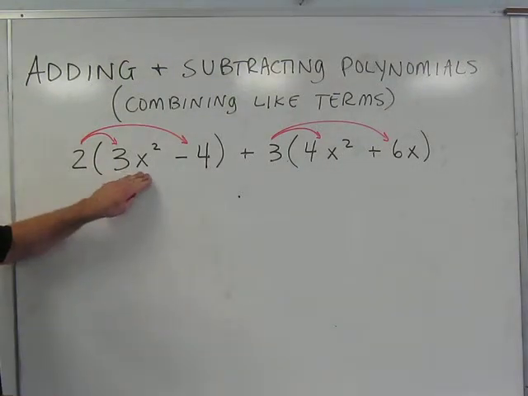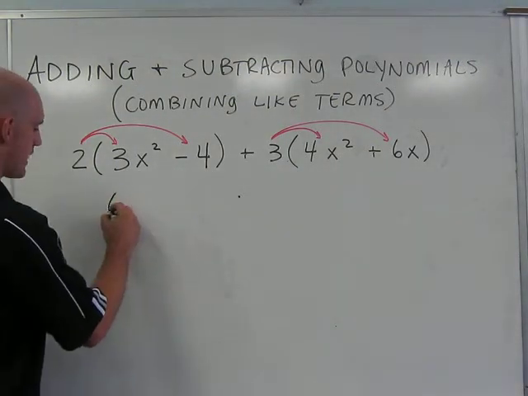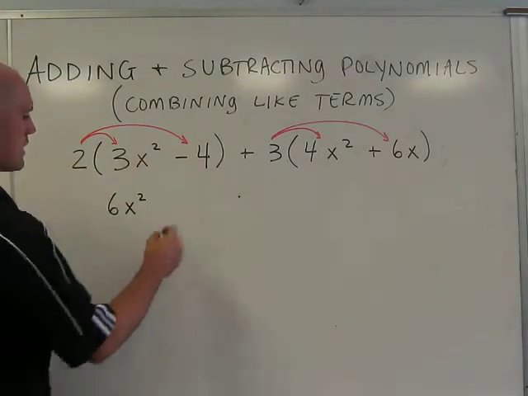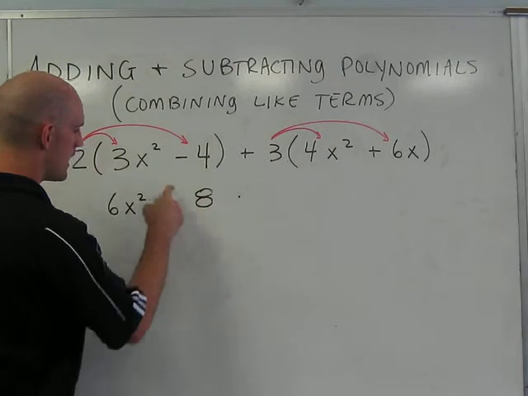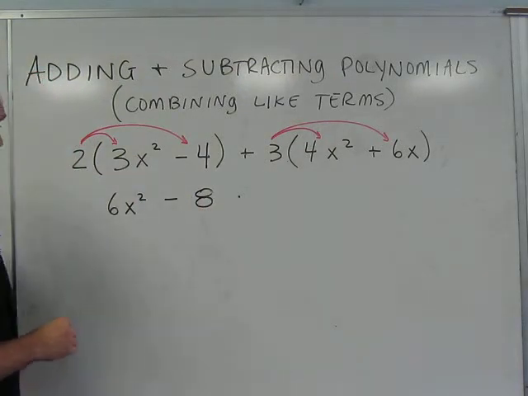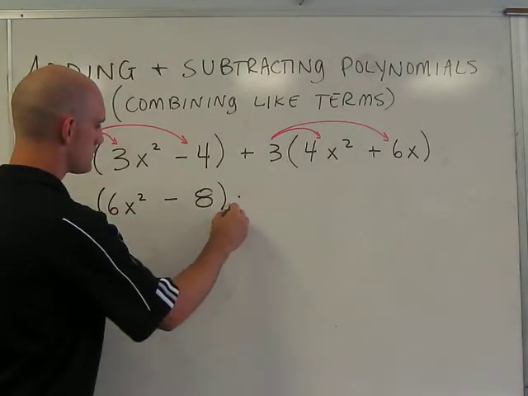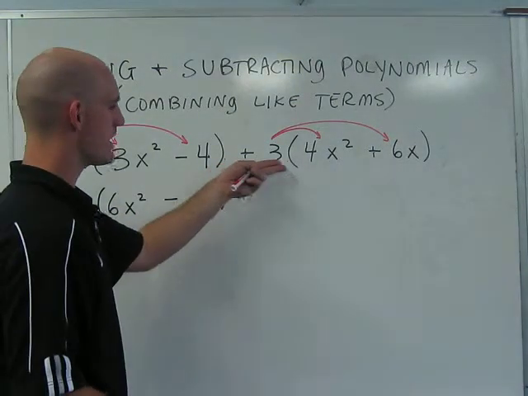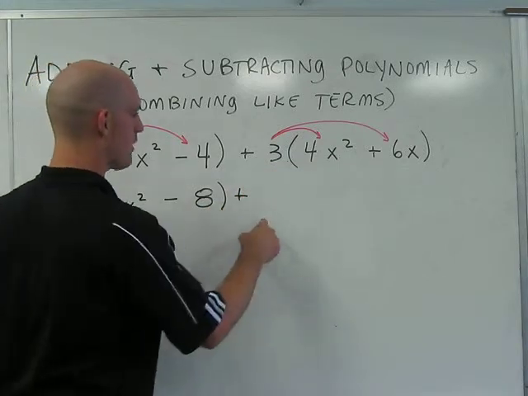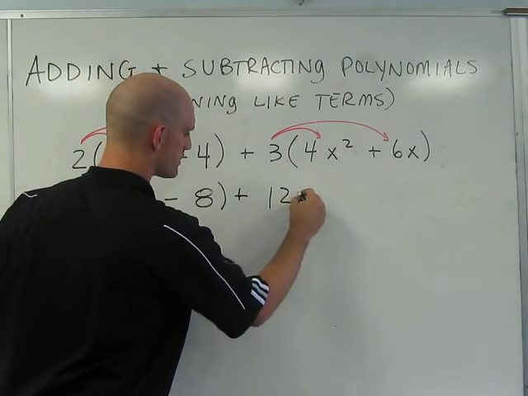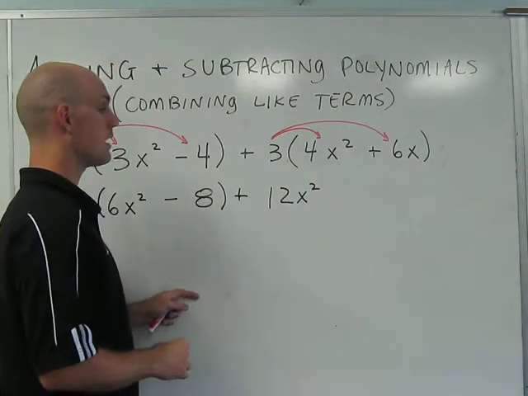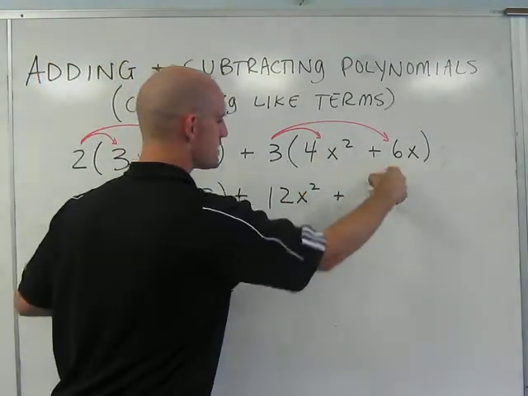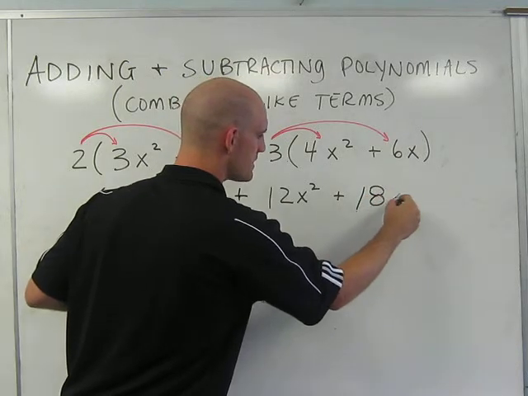2 times 3x squared gives me 6x squared. 2 times 4 is 8, and I keep the negative sign between them. To this total, I'm adding 3 times 4x squared, or 12x squared, plus, I'm keeping the sign, 3 times 6x, or 18x.